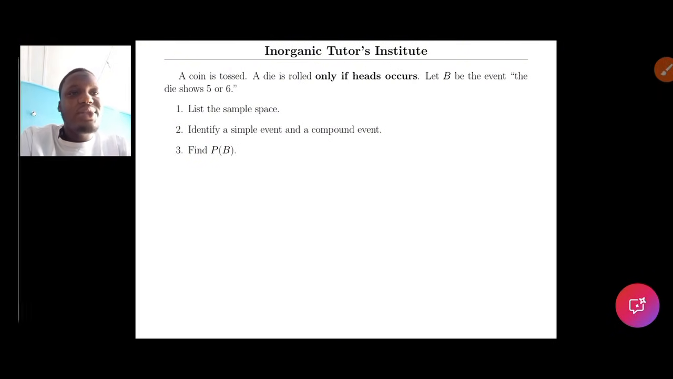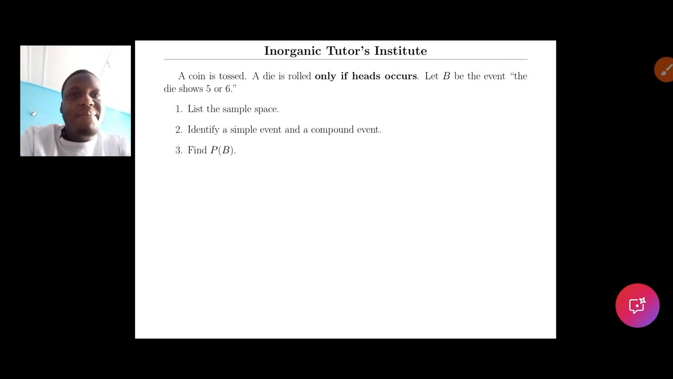Okay, so let's move on to the next question, which says a coin is tossed. A die is rolled only if heads occurs. Let B be the event the die shows 5 or 6. I guess you are confused at this point. Then you can pause the video and look at the question critically and analyze it for yourself. Maybe you might not end up solving it correctly, but you can give it a good try.